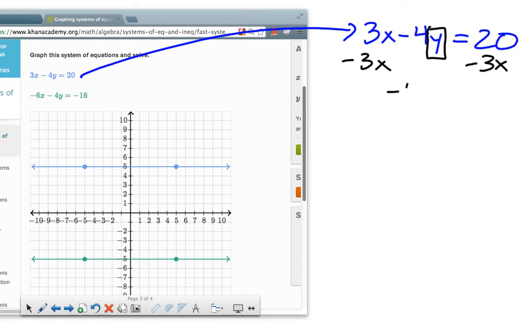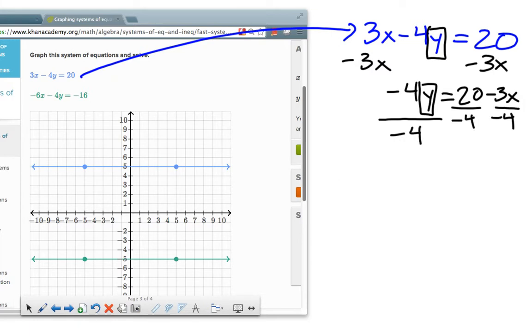So then I'll end up with negative 4y equals, these 20 and negative 3x are not like terms, so they stay separate. So I have negative 4y equals 20 minus 3x. And then I'm going to take one more step here, because again, I'm still solving for y, which means I need to get rid of the negative 4. It's multiplied by y, so I'm going to divide by it. And so I'll divide everything on the other side by negative 4 as well.